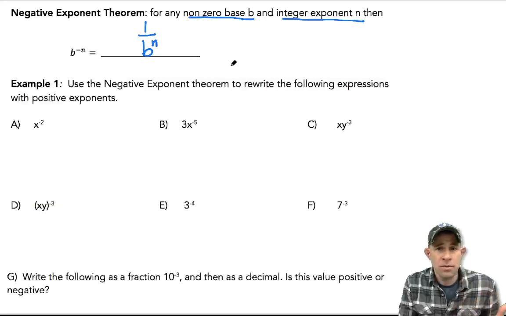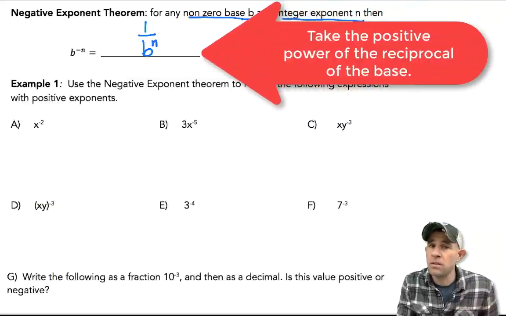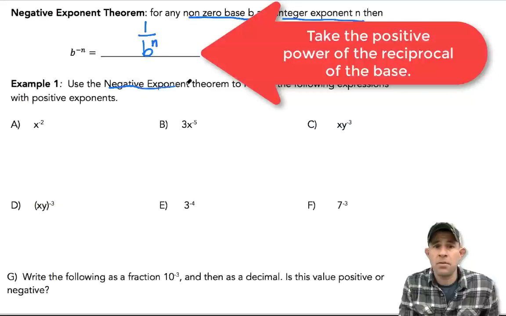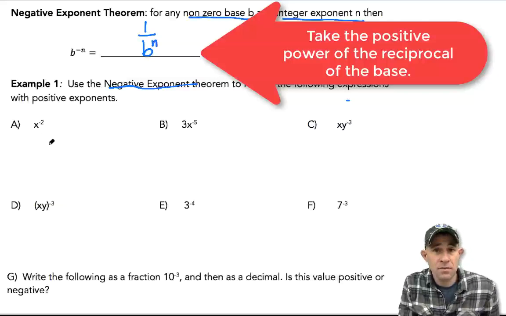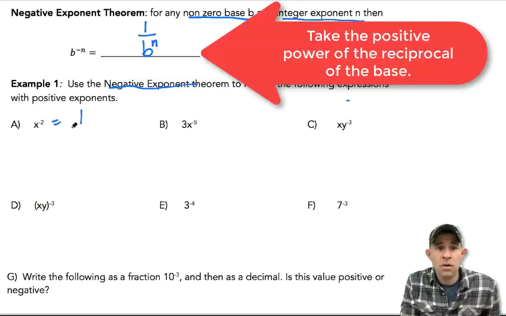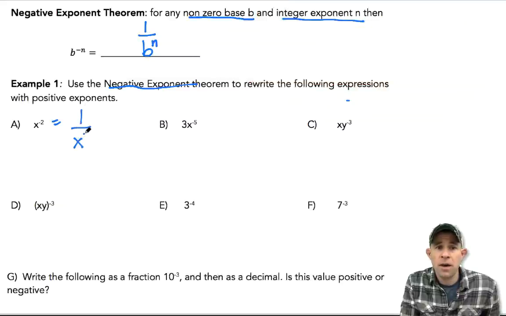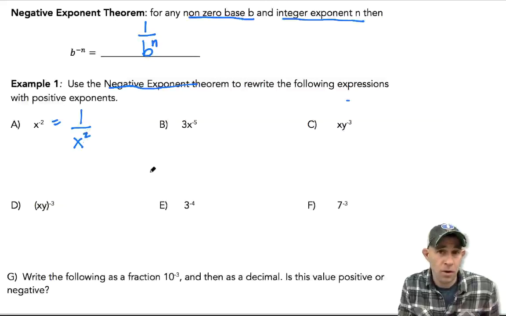So in words, what that means is you're going to take the reciprocal of the base b and raise it to the positive power n. Let's apply the negative exponent theorem and rewrite some of the following expressions. So x to the negative 2 is really 1 over x to the positive 2, or 1 over x squared.